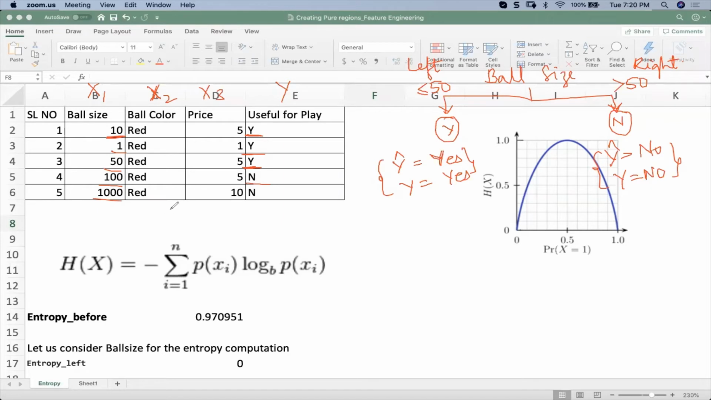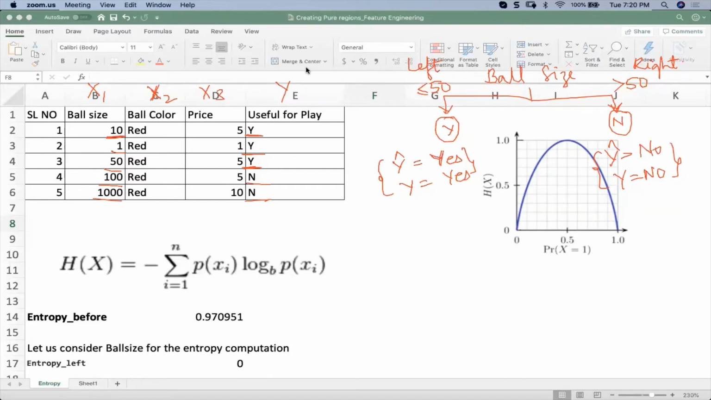Let's look at the last record here. 1000. Is ball size 1000 greater than 50? Yes, it is greater than 50. Then what does your classification model say? It will say that the prediction is no, not useful for play. And what does your actual value say? No, not useful for play. Is there a match? Oh, yes. So when I choose ball size, there are no mismatches. There are no misclassifications.